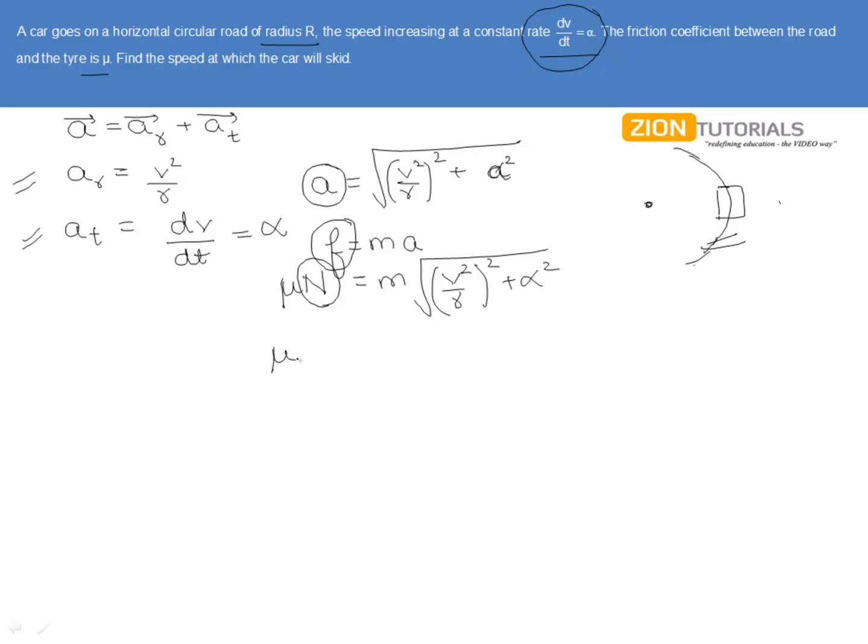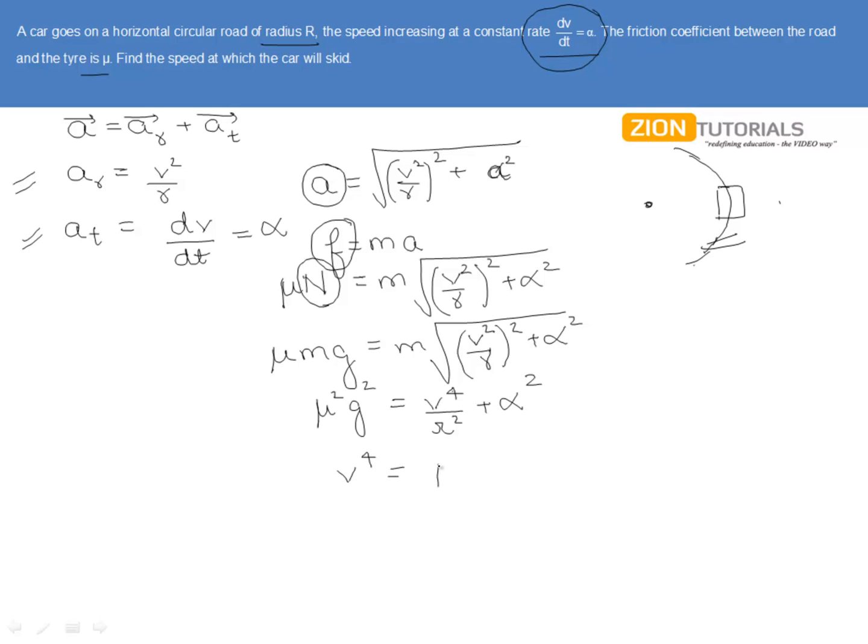So we can write it as mu mg equals m under root v square by r whole square plus alpha square, giving us mu square g square equals v to the power 4 over r square plus alpha square, giving us v to the power 4 equals mu square g square minus alpha square into r square, giving us the velocity to be mu square g square minus alpha square into r square whole to the power 1 by 4.